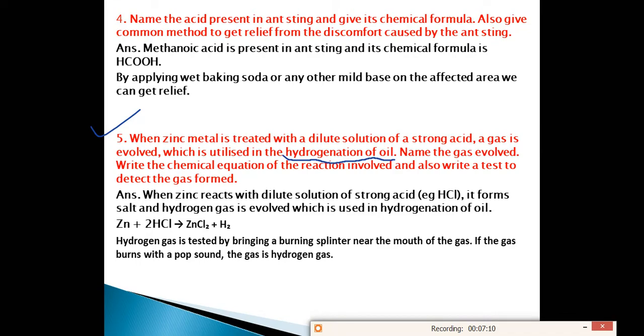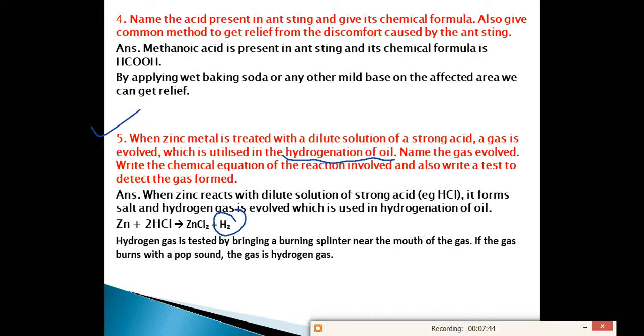We know that whenever a metal reacts with an acid, hydrogen gas is evolved. They have also given us a hint that the gas is used in the hydrogenation of oil, and we know it is hydrogen gas which is used there. So the gas evolved when zinc metal reacts with a strong acid, for example hydrochloric acid or sulfuric acid, is hydrogen gas. The reaction can be written as Zn plus HCl gives ZnCl2. One salt is formed, and along with that hydrogen gas is evolved.